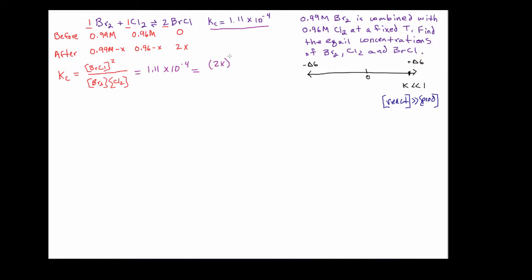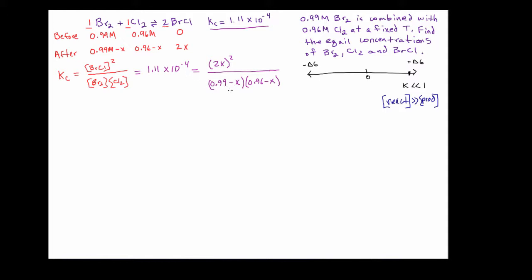Quantity squared. Okay, and this is going to be over 0.99 minus x for the Br2 times 0.96 minus x for the Cl2. Now, when you inspect the expression that we have, you can see that in the denominator, these two quantities are not the same. So if we were to carry out the algebra right now, we're going to have to solve a quadratic equation. And that's the part of this that's really inconvenient.